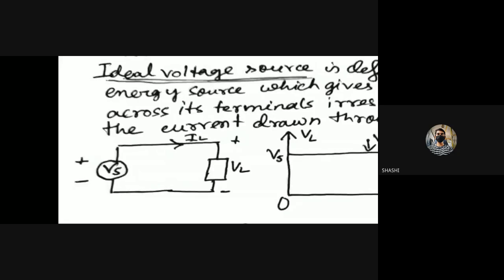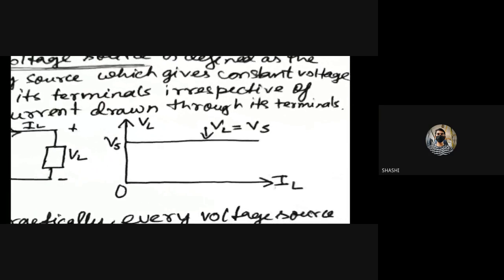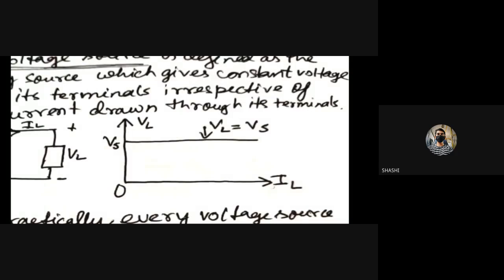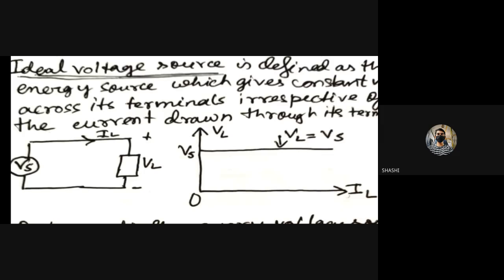Okay, so the current is IL, you see, the load current IL is given, and VL is the load side voltage. VS is the supply side voltage, VL is the load side voltage, and IL is the load current. So according to the ideal voltage source, this kind of voltage source which will only give the constant voltage and has no internal resistance, ideally will have this kind of graph which is constant, where VL and VS will be the same because the load voltage will be the same as the source voltage, as it has no internal resistance. You see, the voltage will be the same in that case. So in ideal condition, ideal voltage sources are like these, but they do not exist practically.